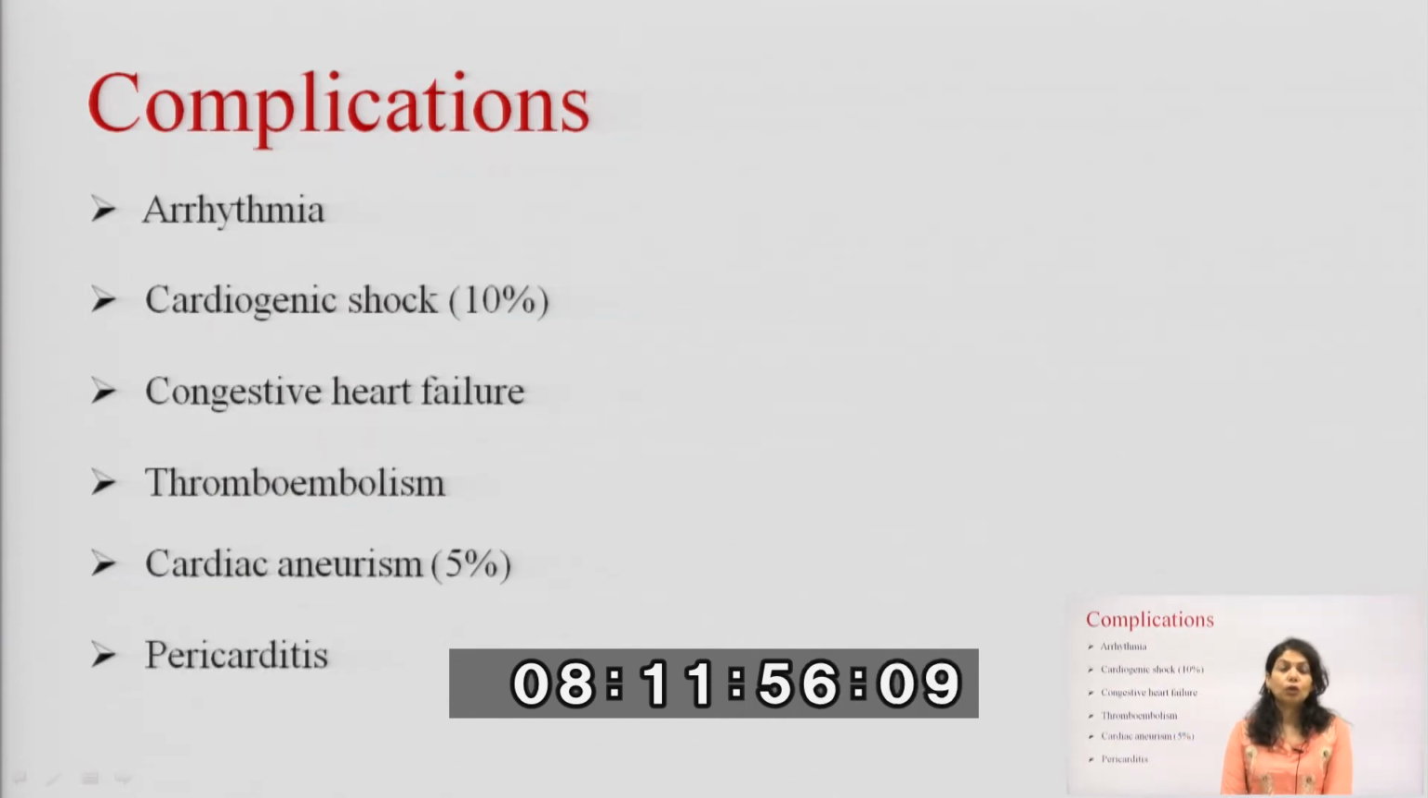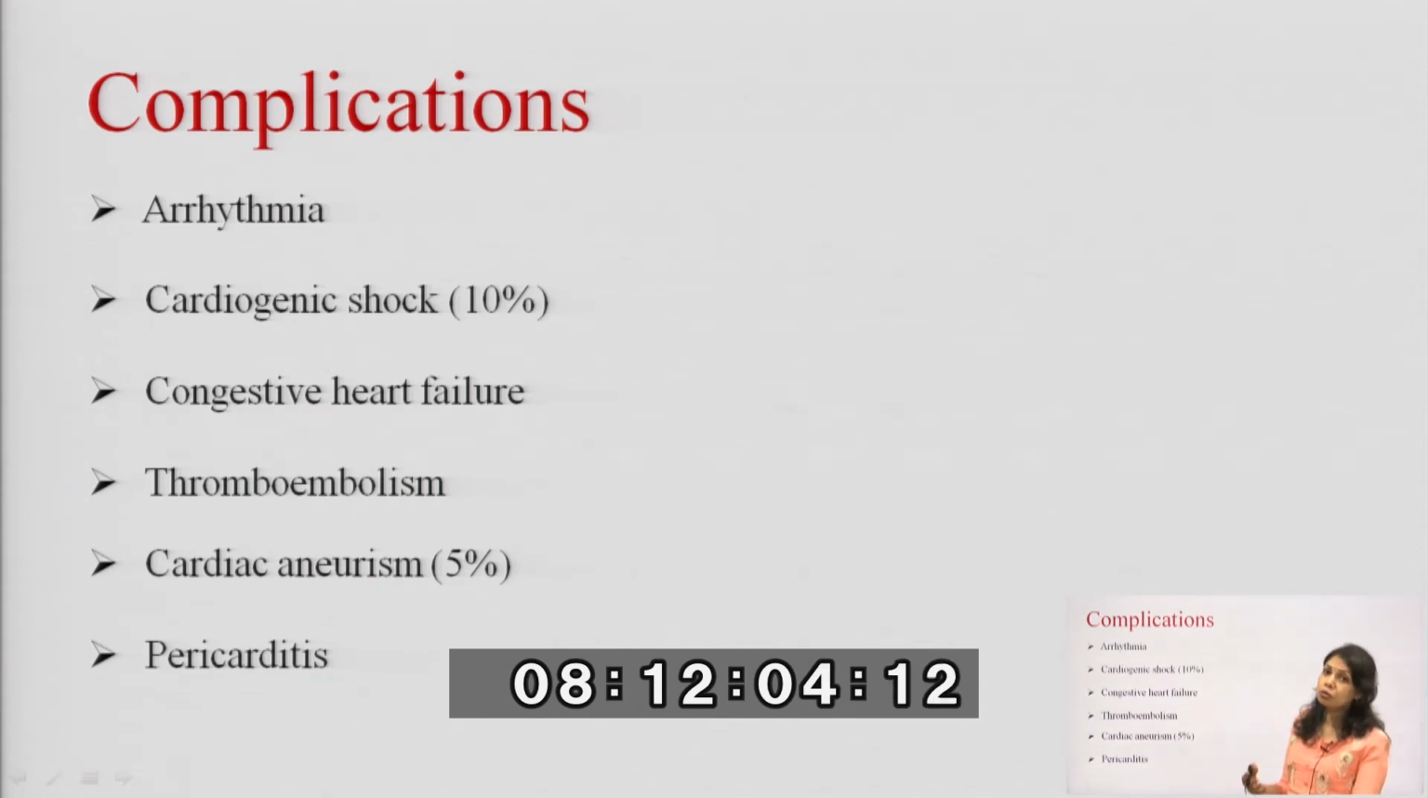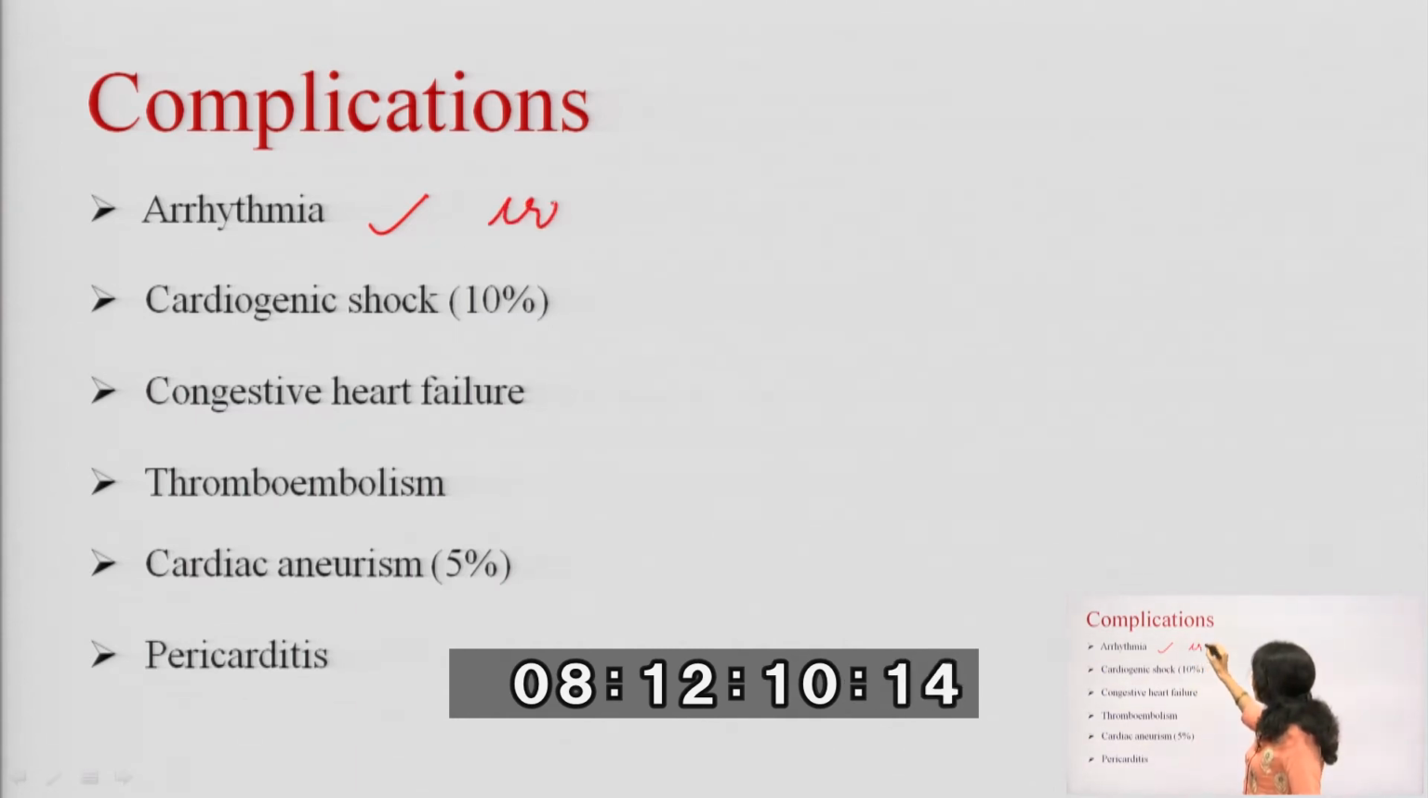Now, coming to the complications. Complications means if a patient is suffering from this myocardial infarction, what other disease he may also suffer from? Arrhythmia. What is arrhythmia? It is an irregular heart rate.